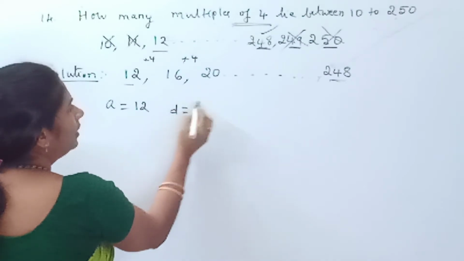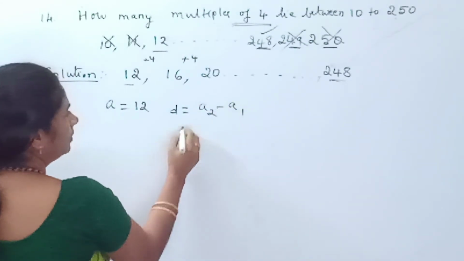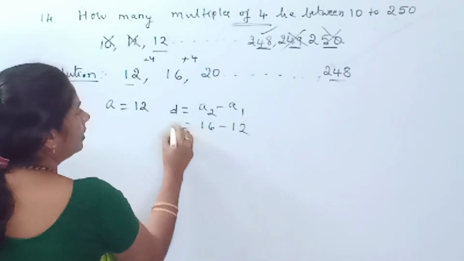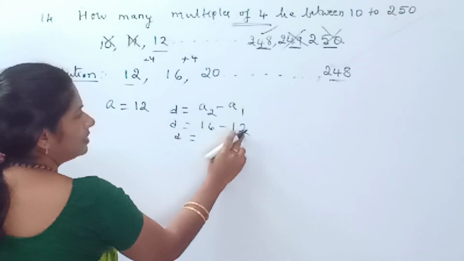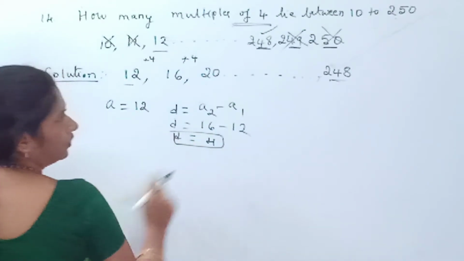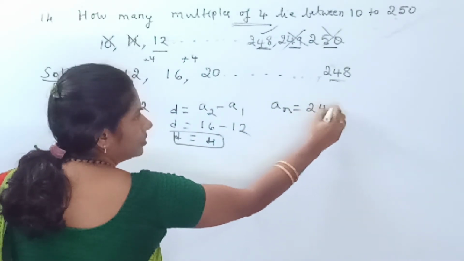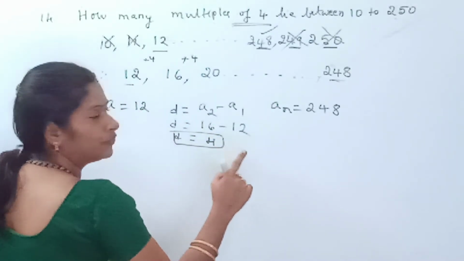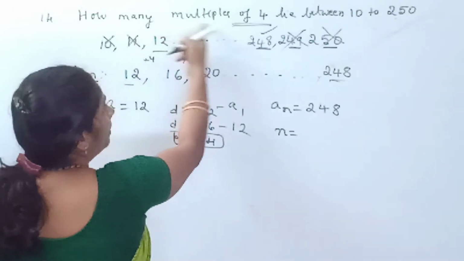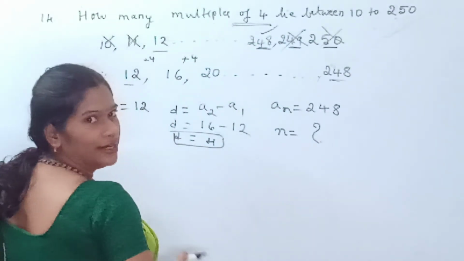So how will you find the common difference? Second term minus first term. So second term is 16 minus first term is 12. So common difference is 16 minus 12, it is 4. Common difference is 4. And which value do you know, children? An value you know, that is 248. Now what we have to find out? N value. How many terms are there? How many multiples of 4 are there? Means n value we have to find out.